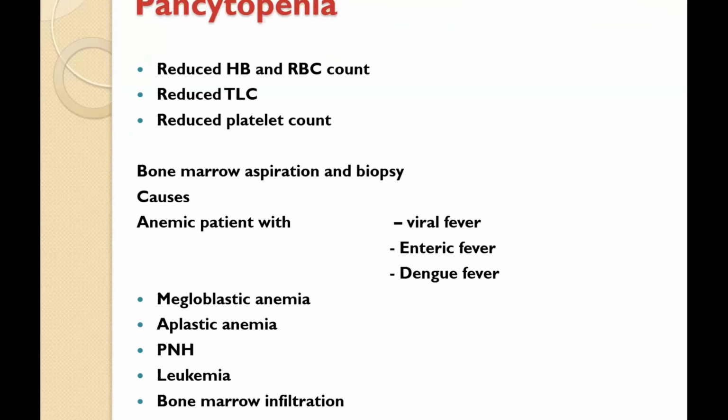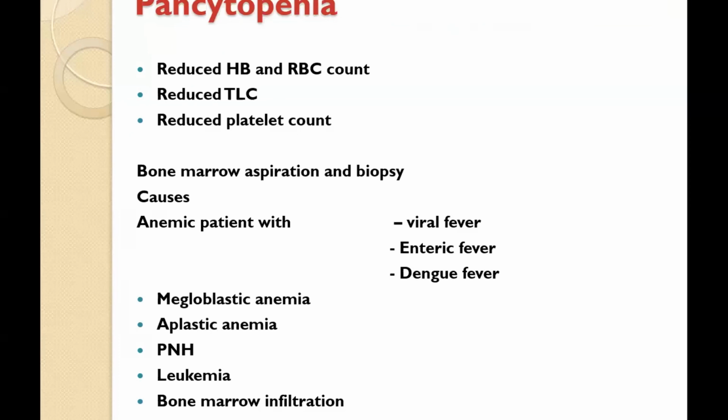And what is pancytopenia? Low hemoglobin, low TLC, low platelets. All three are low. We go for bone marrow aspiration and biopsy. And it is good practice if we go for both aspiration as well as biopsy.